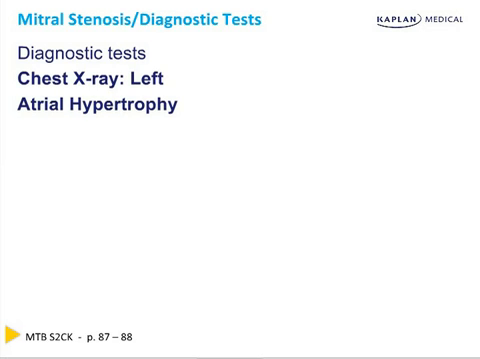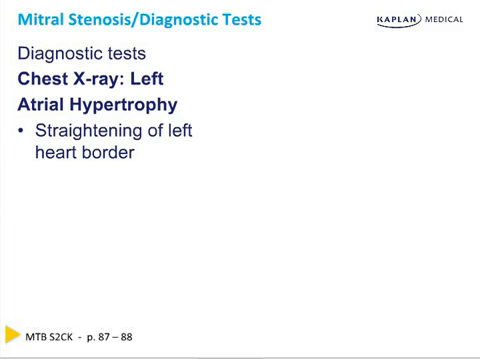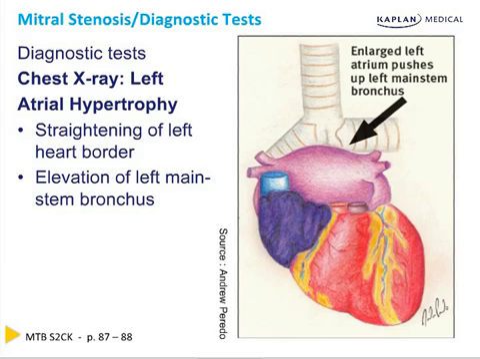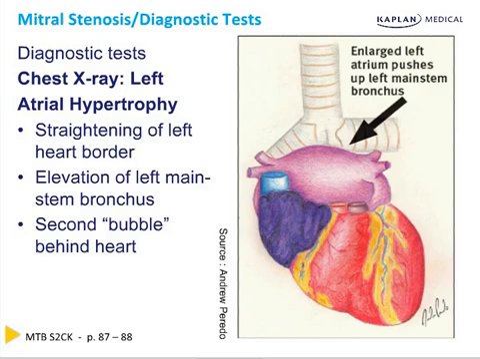And when you look at the left atrial hypertrophy on the X-ray, you can see straightening of the left heart border, and the elevation of the left main stem bronchus, because that left atrium will actually push it up, shoves it up because it's big. And that second bubble behind the heart is what's creating a big second part of the P wave in V1 and V2. The major issue is the second part of the biphasic P wave, the downward deflection, exceeds the size of the initial part in left atrial hypertrophy.